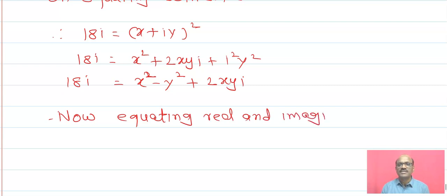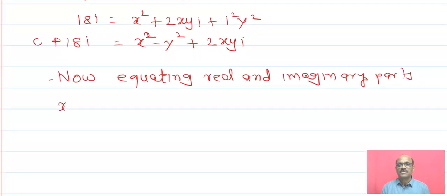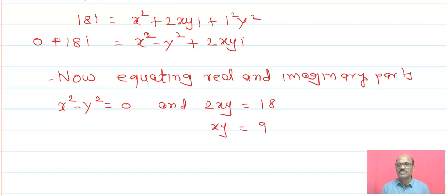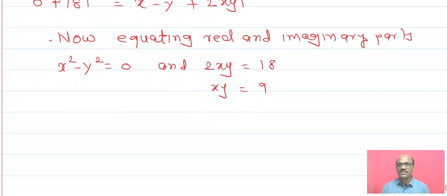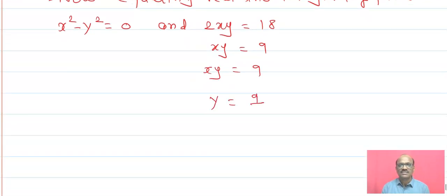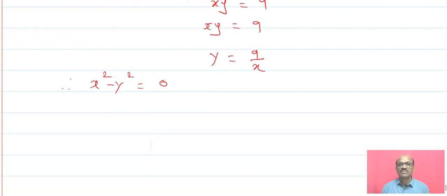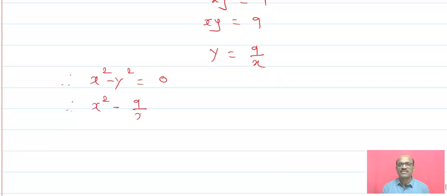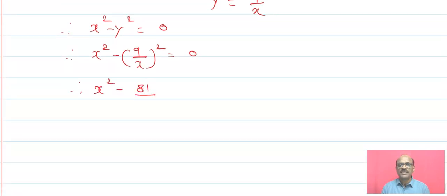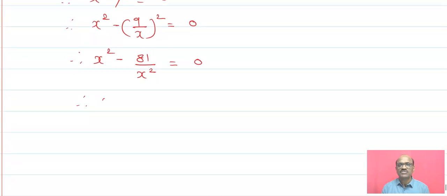Equating the real and imaginary parts, x square minus y square is equal to 0 and 2xy is equal to 18, so xy is equal to 9, and therefore y is equal to 9 upon x. Therefore, x square minus y square is equal to 0. Put the value: x square minus 9 upon x bracket square is equal to 0. Now simplify this: x square minus 81 upon x square is equal to 0.